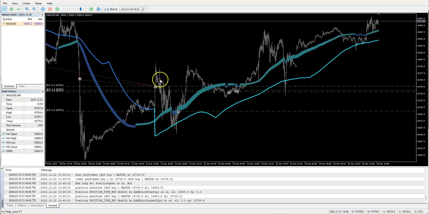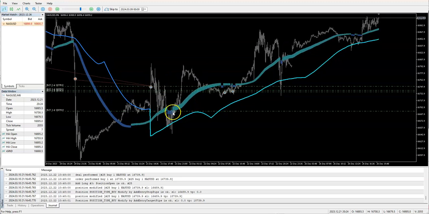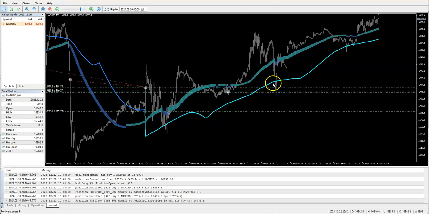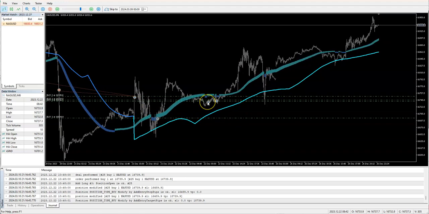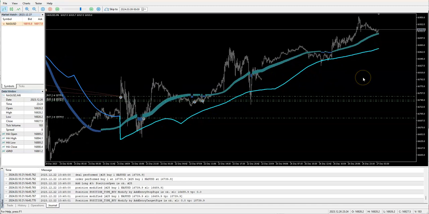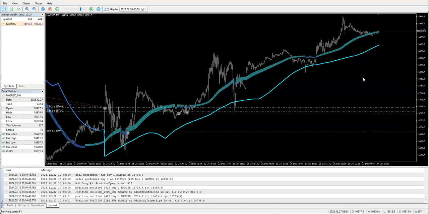In this case, I have the entries as 2.0 lot, and I have the adds as 1.0, 1.0, 1.0. I could have the original entry small and the adds bigger. That's totally up to you. We have a lot of flexibility and adjustability.